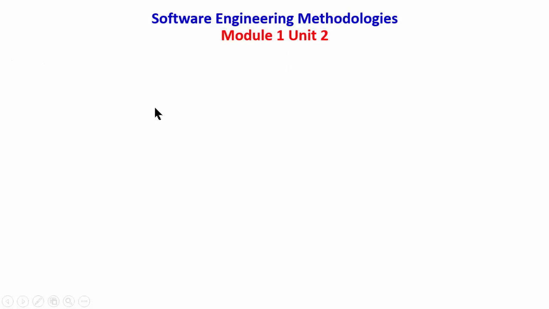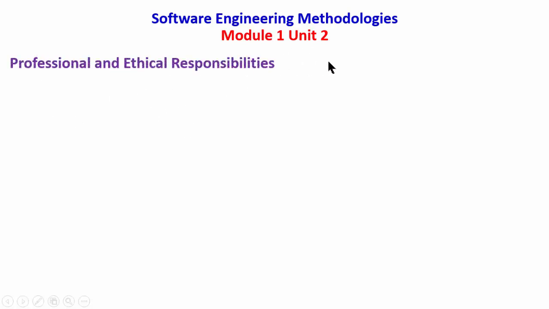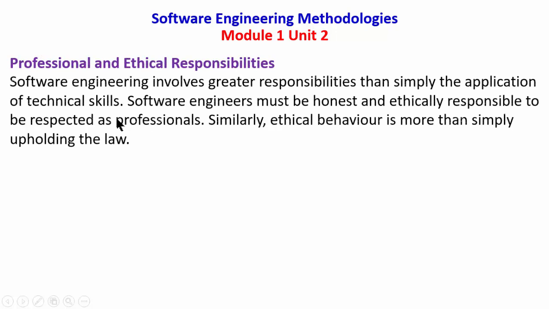So in this unit, we start with professional and ethical responsibilities. Software engineering involves greater responsibilities than simply the application of technical skills. Software engineers must be honest and ethically responsible to be respected as professionals. Similarly, ethical behavior is more than simply upholding the law.